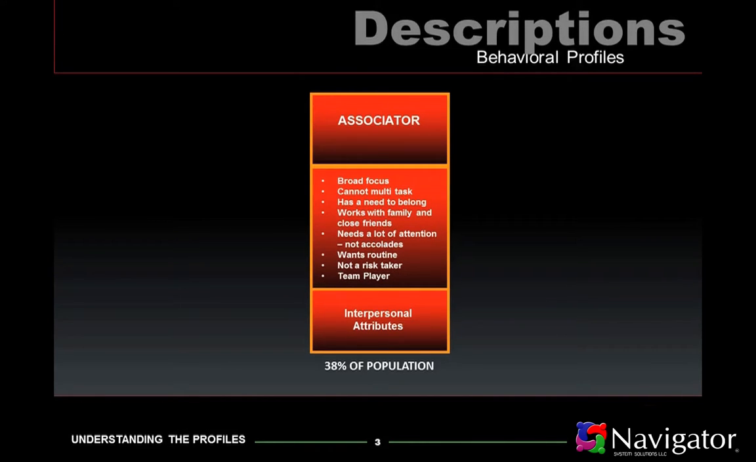So now we're on to the associator. The associator has a much broader focus than, say, the influencer, but not as big as the accomplisher. They cannot multitask. These are very detail-oriented people. They tend to be very procedural. And they have this sense of belonging. They will go out of their way, depending upon what their scores are, to be accepted, to be liked, and to become part of a family.